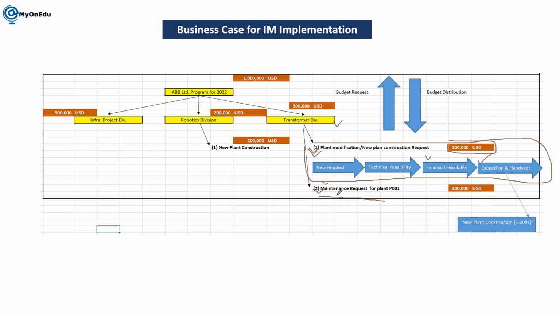Coming here, let's say you have proposed, you have planned some 100,000 USD when you were doing the financial planning. Similarly, for the maintenance request for plant P001, you have planned some 200,000 USD. Once these individual requests are approved, then the total value 300,000 will be rolled up here on your transformer division. Obviously, because this is one proposal, this is another proposal. Both proposals are approved. 200 plus 100, 300,000. This is the total planning which you are going to send to higher management, that for the coming 5 years I need this much of budget. Clear?